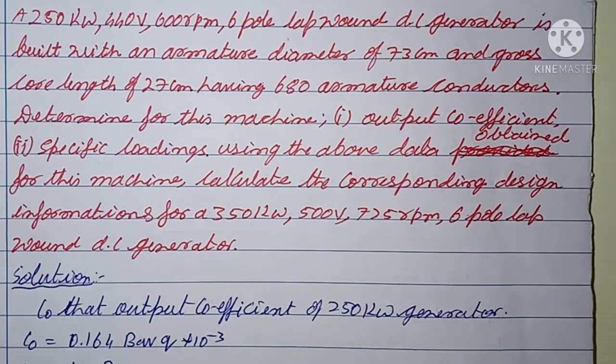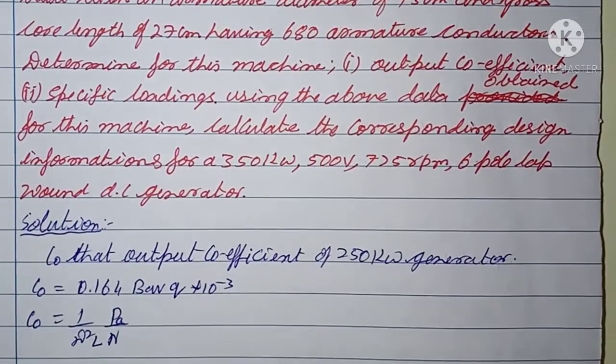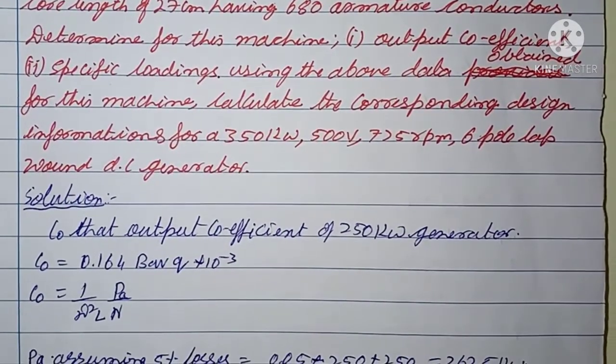So now we have to find the values for the 250 kilowatt, 440 volt, 600 rpm lap wound generator, and then with that data we will calculate the design for the 350 kilowatt, 500 volt, 725 rpm machine, again a lap wound DC generator. So first, the output coefficient.